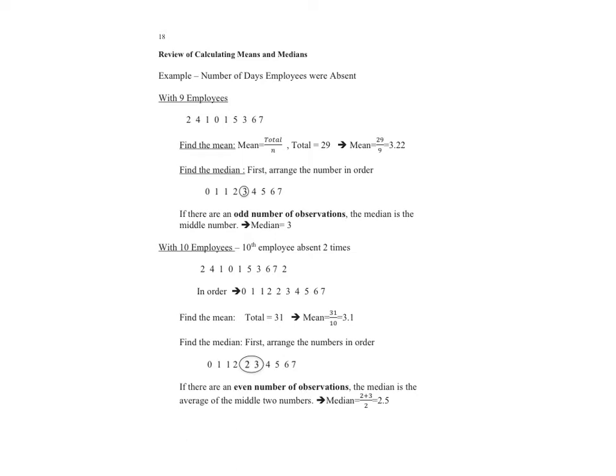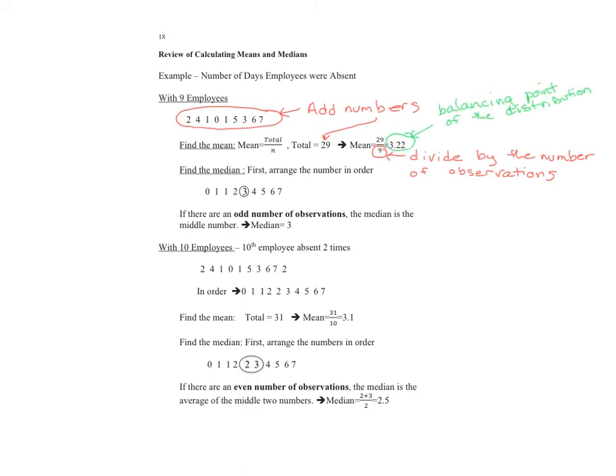To find the mean, we're going to start by adding up the numbers to get the total, and then divide by 9 because that is our number of observations. When we take 29 divided by 9, we get 3.22, and that is our mean, and that is the balancing point of the distribution.